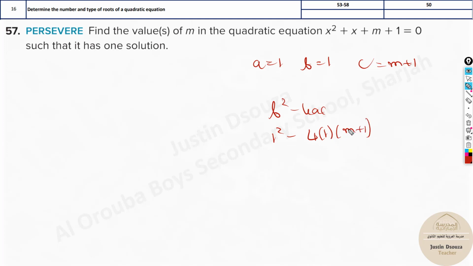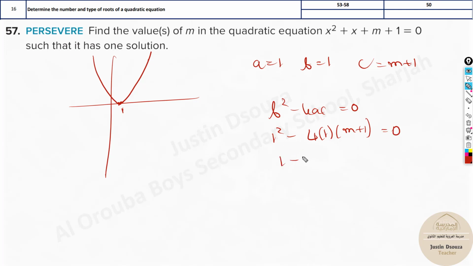Here, this is an important thing. We know that one solution means it must be equal to 0. Only then you will have one solution. That means the graph only touches at one point like this. Now let's solve. I'm not sure whether it's correct. This might be 1, but anyways, it's something like this. Now we'll equate this to 0 and solve.